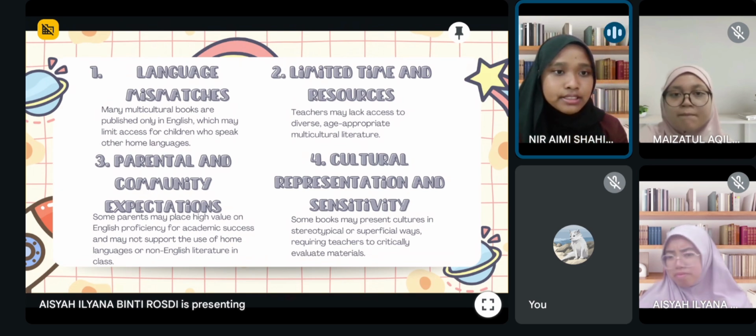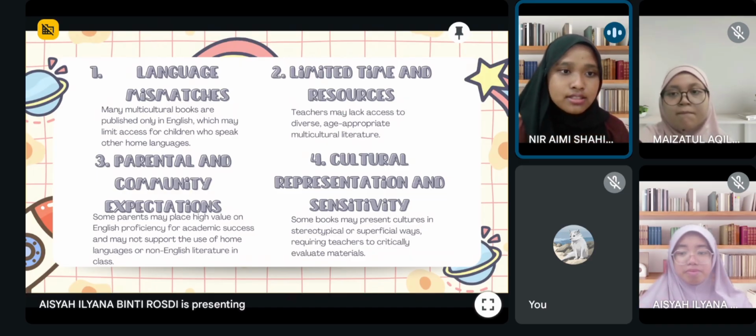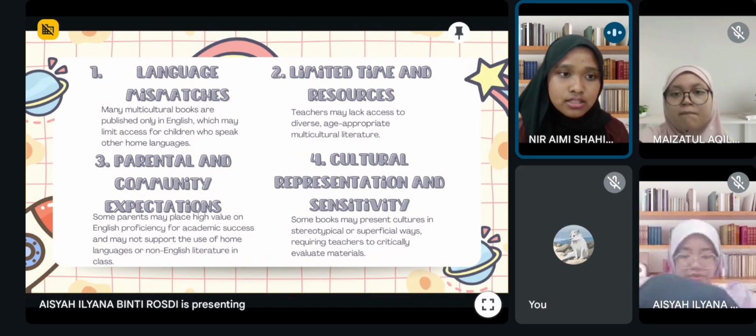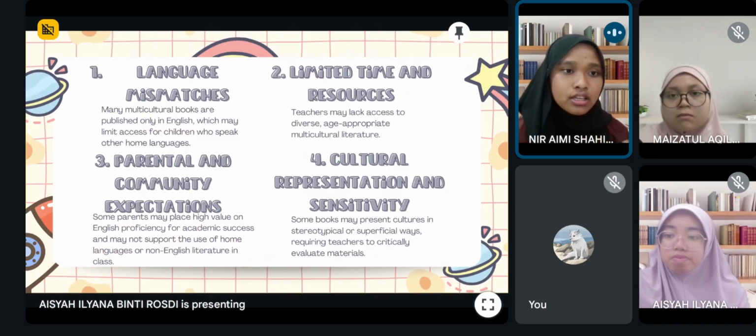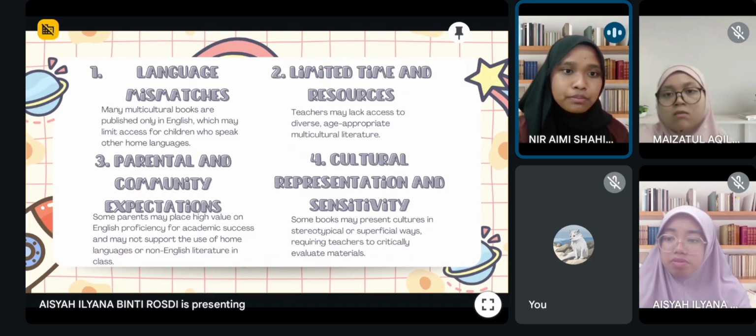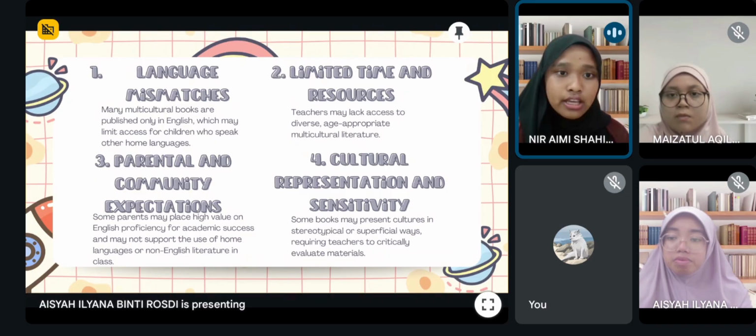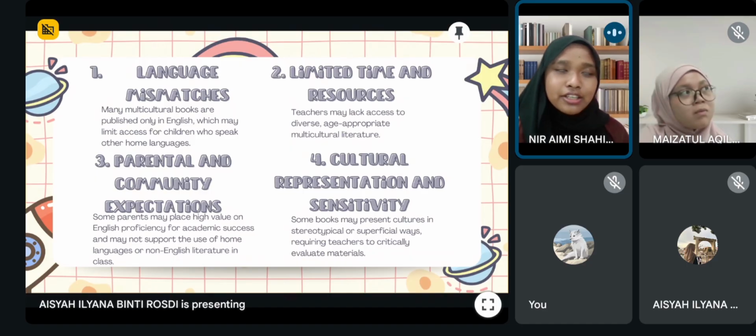Third is parental and community expectations. In some communities, there is a strong emphasis on English as the language of success. Parents may worry that using home language or stories from unfamiliar cultures will hinder their child's English development. This can make teachers feel pressure to use only English texts, reducing opportunities for inclusive, culturally relevant teaching. It's important to engage families in conversation about the benefits of multilingualism and cultural inclusion.